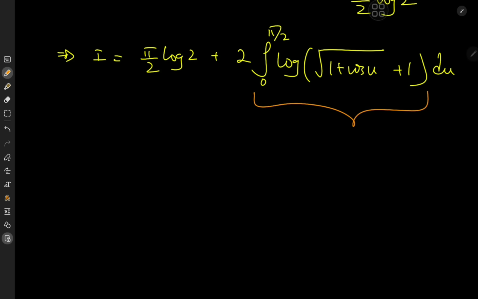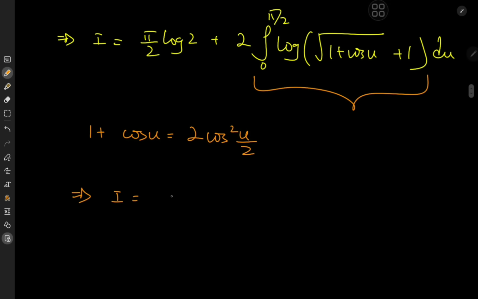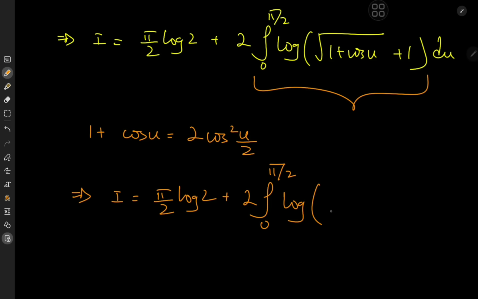And we'll start off with the 1 plus cosine u term in the argument of the logarithm. We can expand this using the double angle formula for the cosine function, whereby we have cosine u equal to 2 times cosine square u by 2 minus 1. In other words, this thing is equal to 1 plus cosine u. And this implies that I equals pi by 2 times log 2 plus twice the integral from 0 to pi by 2 of the logarithm of, let's see what we have, because of the square root, we have root 2 times the cosine of u by 2 plus 1 du.